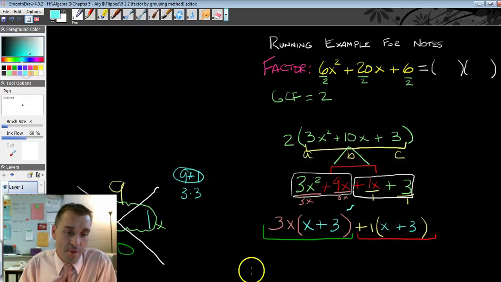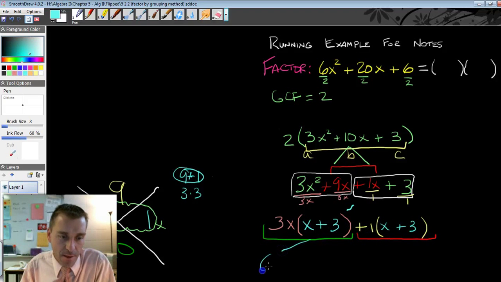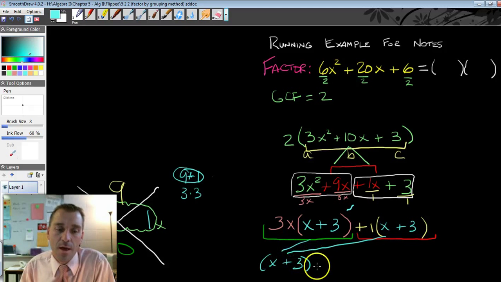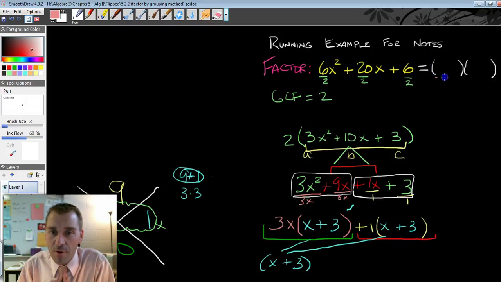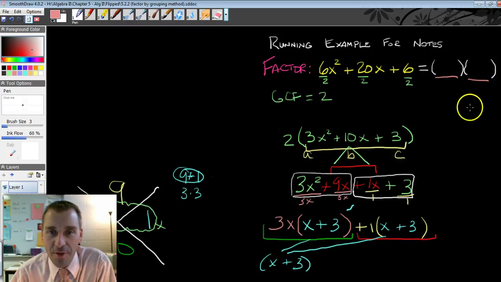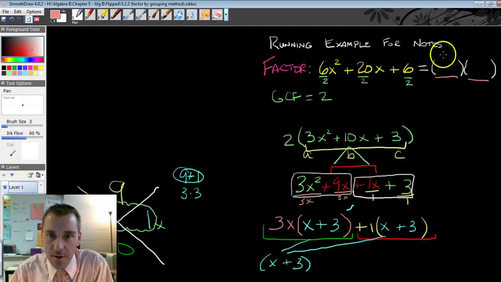So guess what? That means I can factor that thing out and put x plus 3 because it's a common factor. So there you go. And then the remaining parenthesis, because remember what we're doing. We're writing it as the product of two things. So I've already got the first one. x plus 3.